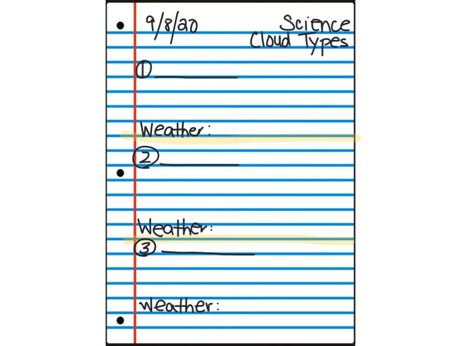Once you're finished with this page drawing, you can add some color, make sure your cloud types are labeled and your weather is there. Then you want to snap a picture and upload into your Seesaw journal. Just make sure you're in your math and science class when you upload that and not in your ELA class.